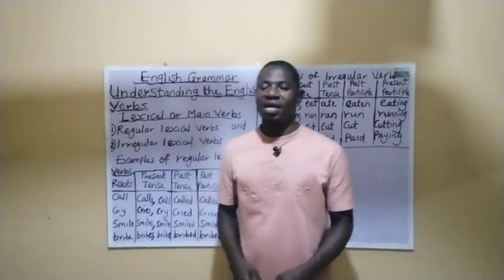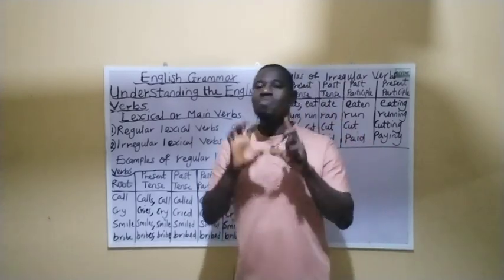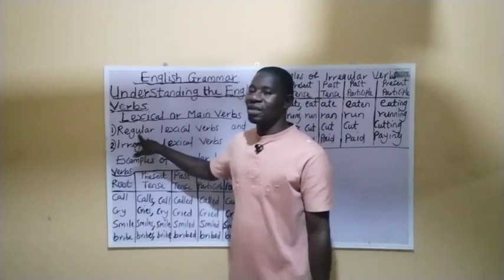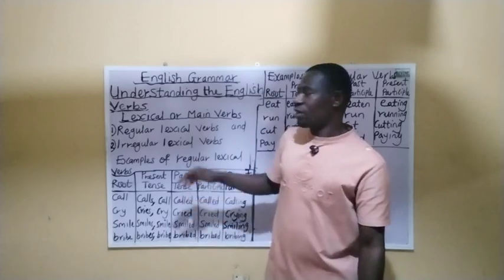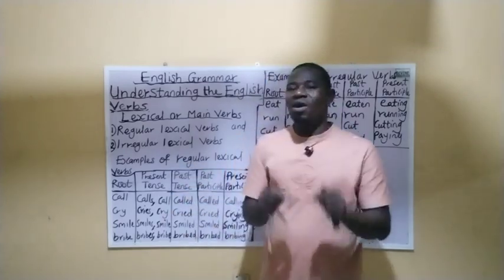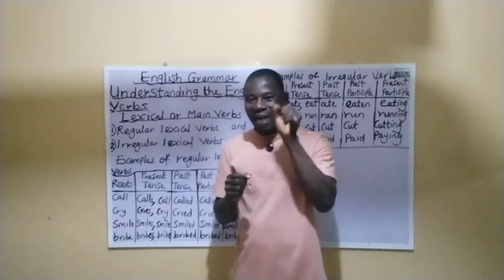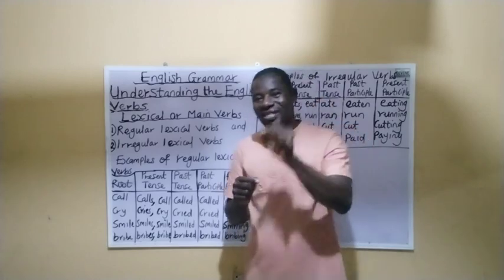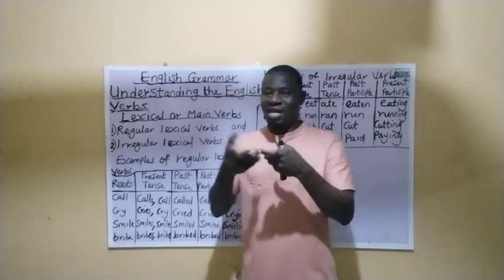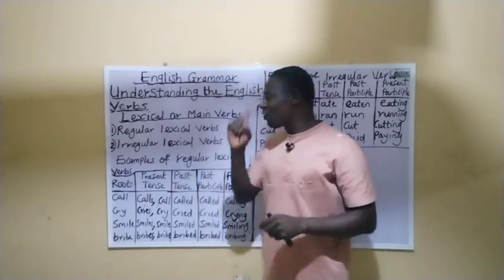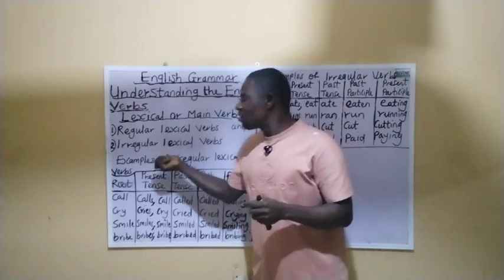Like I mentioned earlier, the lexical verb or main verb is divided into two main parts. The first part is the regular lexical verbs and the second is the irregular lexical verbs. Okay, the question is, what is the regular verb? The regular verbs are those verbs that form their past tense and past participle by adding d or ed to them, depending on the verb anyway. Okay, fine. Let's see some examples of the regular verbs.